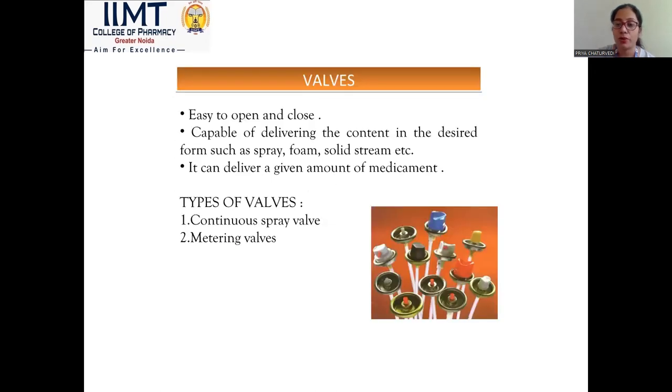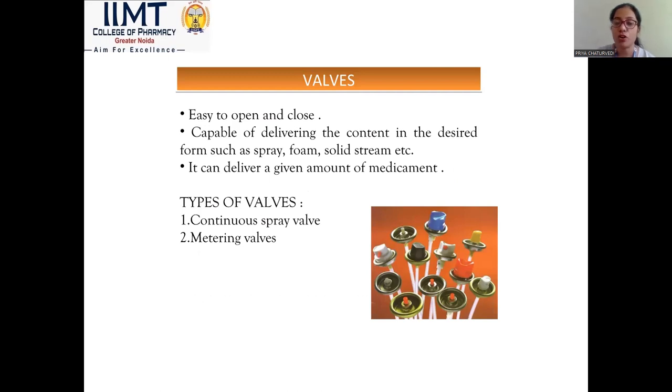Now coming to the valve. As you can see in the figure, this is the portion of the aerosol which we press and the product comes out. The valve is easy to open and close, and it is capable of delivering the content in the desired form, such as spray, foam, or solid stream. It can also deliver a given amount of medicament.